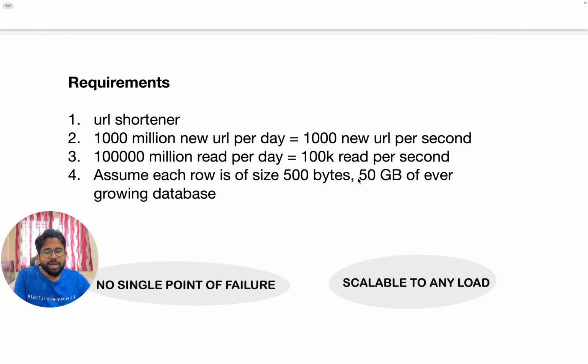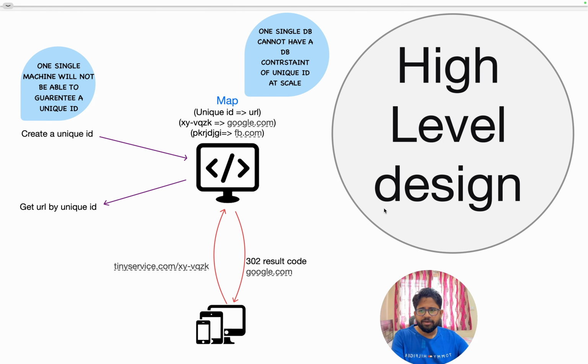There's one important requirement that 50 GB of ever-growing database will be there. So on day 1, you need 50 GB of storage. On day 2, you need 100 GB. Day 3, you need 150 GB and so on. So that you don't buy everything on day 1 for the next 10 years or so. You can buy for the next 3 months or let's say a year, and you can keep on linearly scaling the database. This is the high level design of the system, that you would have two operations.